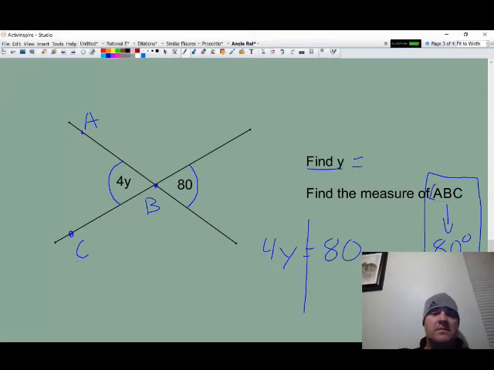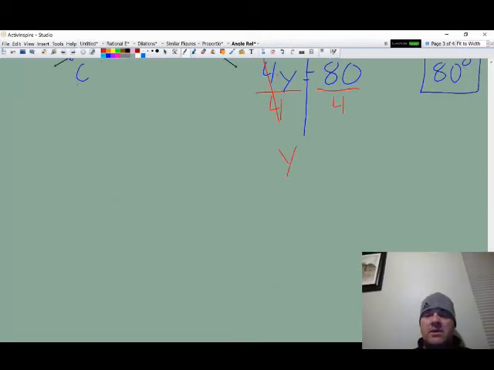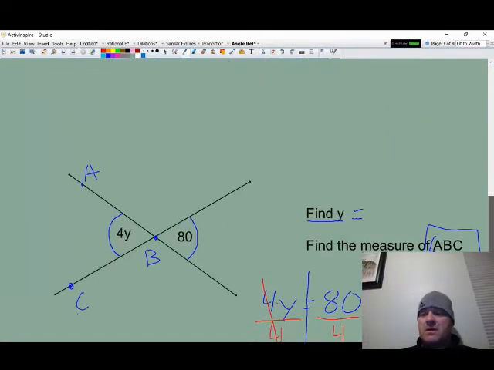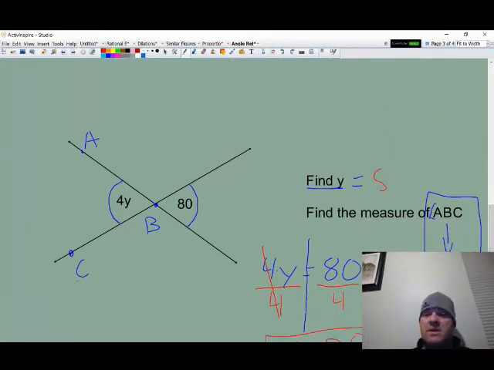Draw the fence and solve by doing the opposite. That says multiply by 4, so we're going to divide by 4. And you guessed it, y is going to equal 80 divided by 4 is 20, and y is equal to 20. And I've got both of my answers done and ready to go. Y is equal to 20 right there, okay?